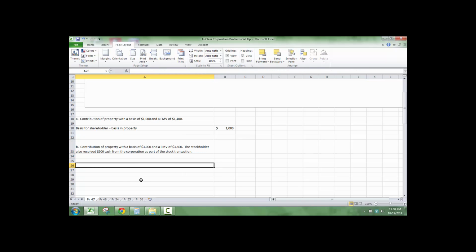Now they give us a second scenario. Contribution of property with a basis of 3,000, fair market value of 3,800, and the stockholder also receives $500 cash from the corporation as part of the stock transaction. Okay, so I'm going to put down the given information here. Basis in property, fair market value, and they received cash.